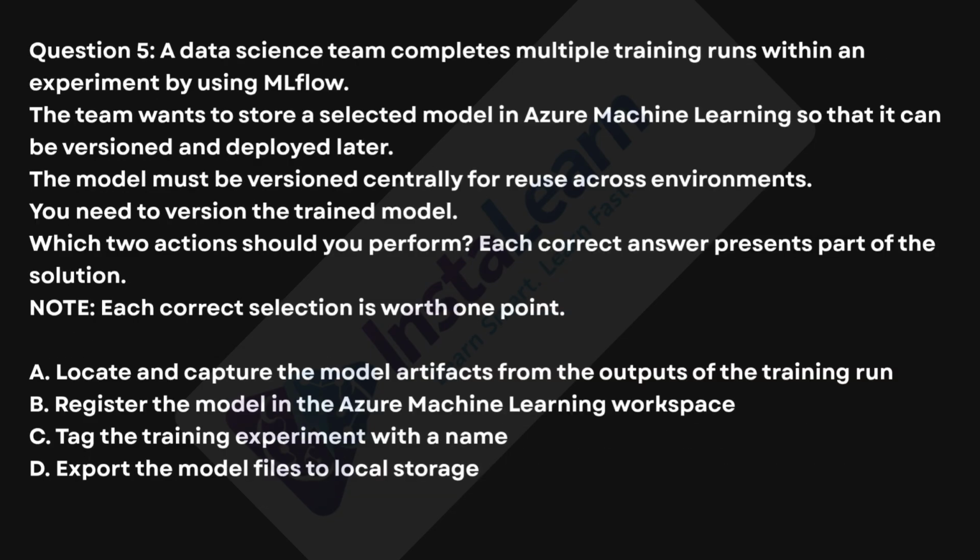Question 5. A data science team completes multiple training runs within an experiment by using MLflow. The team wants to store a selected model in Azure Machine Learning so that it can be versioned and deployed later. The model must be versioned centrally for reuse across environments. You need to version the trained model. Which two actions should you perform? Each correct answer presents part of the solution. Note: each correct selection is worth 1 point.